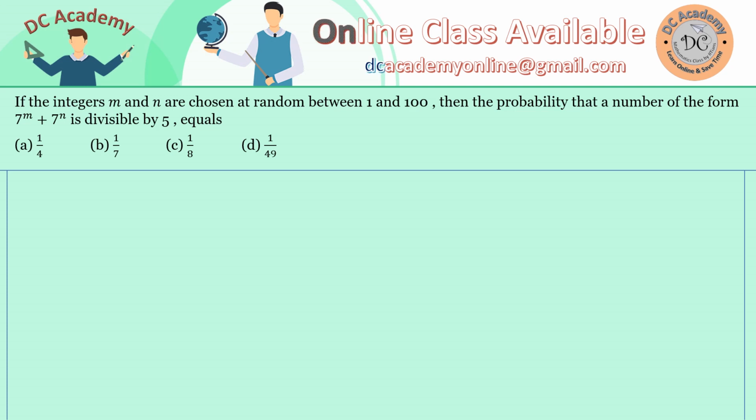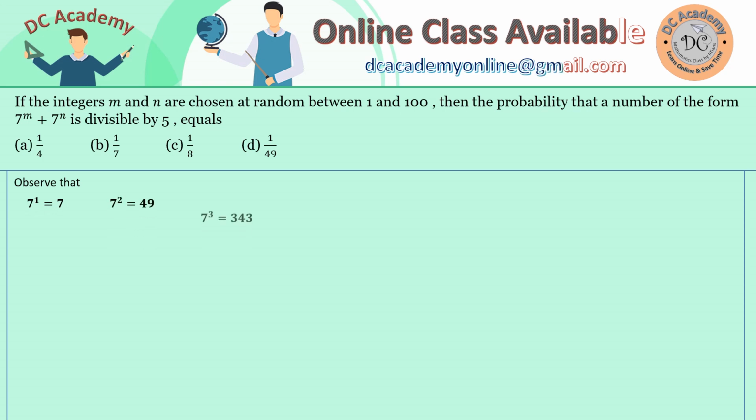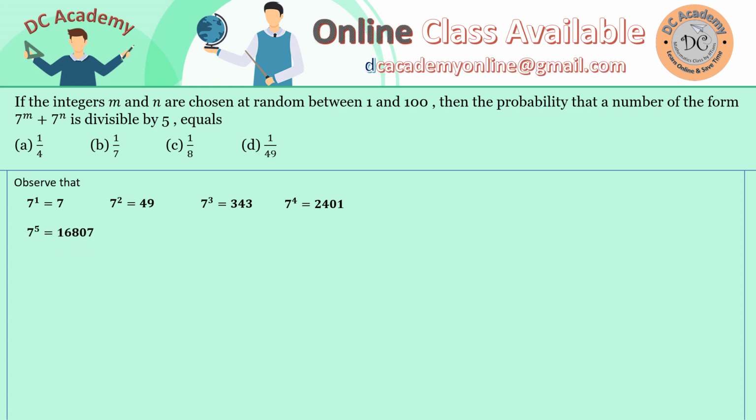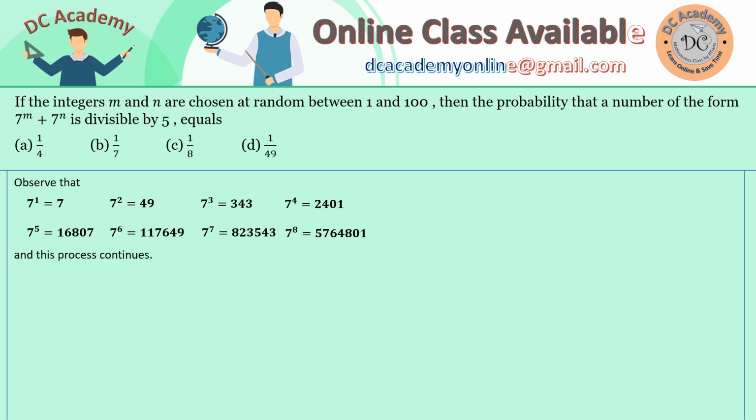Let's go ahead. Observe that our number will be of the form 7 to the power m and 7 to the power n, the addition of them. So first we see how the number looks if we change the power. 7 to the power 1 is 7, 7 squared is 49, 7 cubed is 343, and 7 to the power 4 is 2401. And also see that if we extend, 7 to the power 5 has unit digit 7, then unit digits 9, 3 and 1 respectively for 7 to the power 6, 7 and 8. We can understand this process will continue.